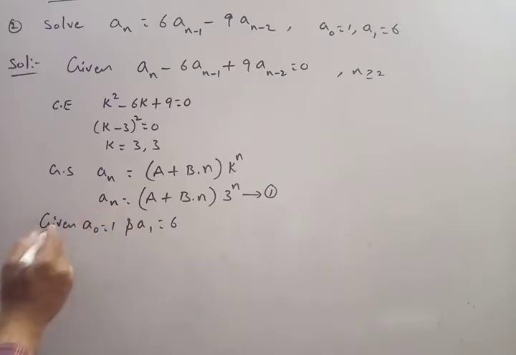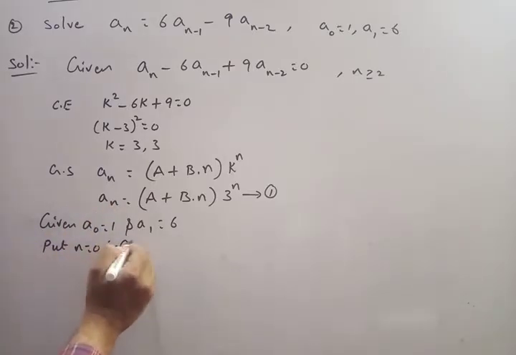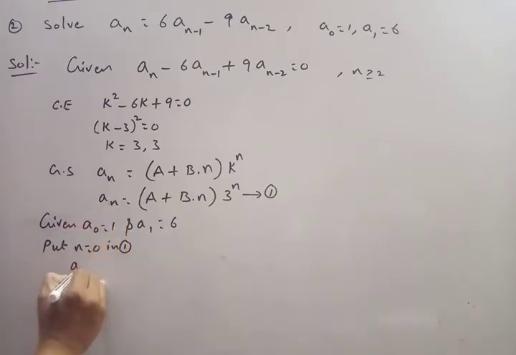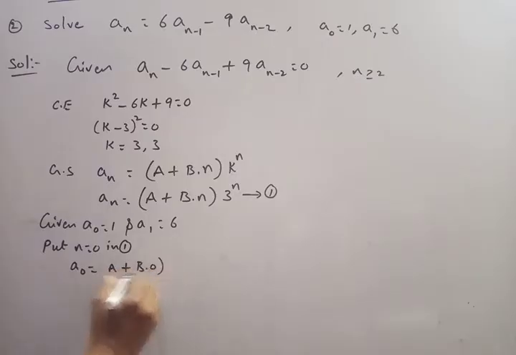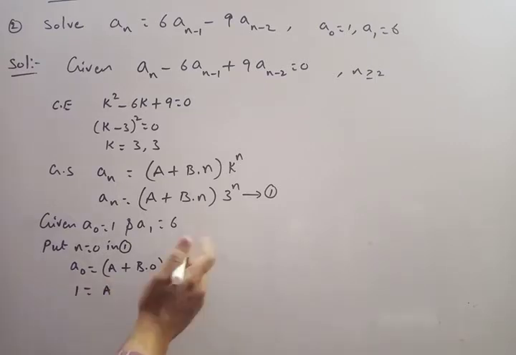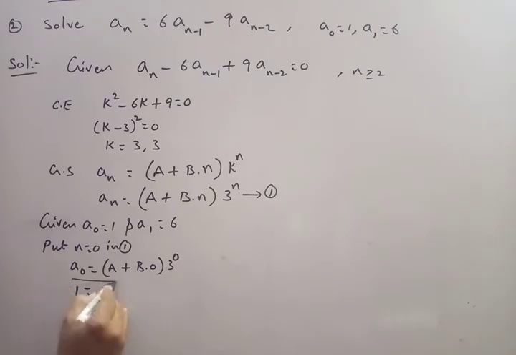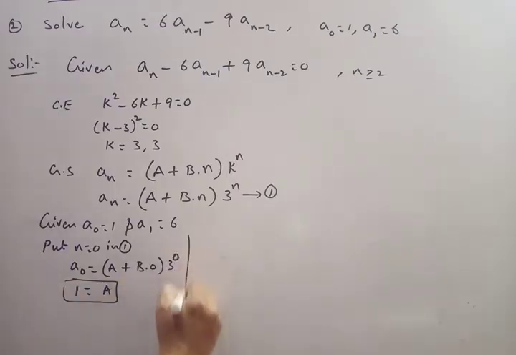N is equal to 0, we have to substitute. Put n is equal to 0 in 1. So what do I get here? A0 is equal to a plus b into 0 into 3 power n. So A0 is equal to how much? 1. Anything into 0 is 0. So in place of n you have to write 0, and anything power 0 is 1. So I get simply a is equal to 1. Understand?